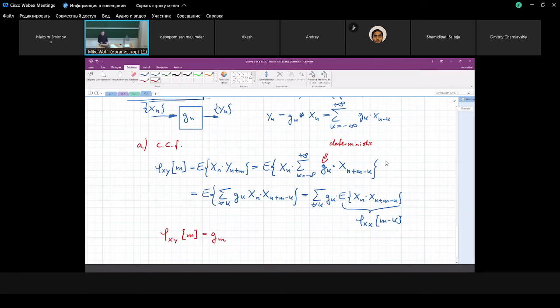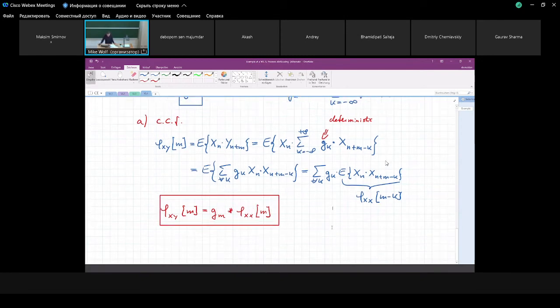But now I need to write an index m because I'm talking about the autocorrelation function. This is the convolution of gm and phi xx. This is a quite simple result. The cross-correlation between x and y is a convolution of the impulse response with the autocorrelation function. And of course, if you want to calculate this, you have this equation here. So, this is a first result.